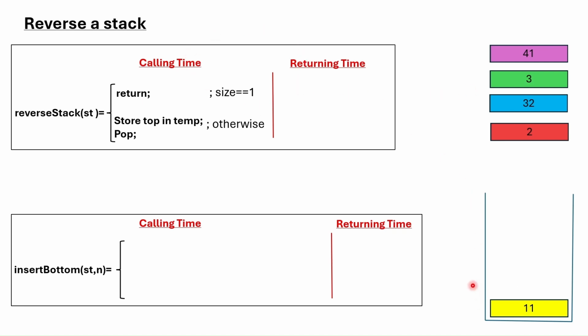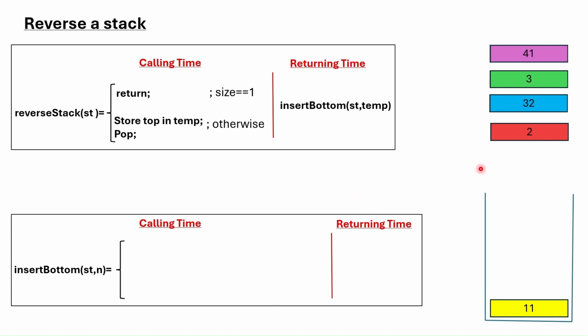So now look. Once we return, we will push this 2 onto the stack. But while pushing this 2, we will push it at the bottom of the stack. To push this number at the bottom, we will pass it to the insert bottom function. This insert bottom function will put this 2 at the bottom of the stack. So at return time, we call this insert bottom function, passing the temporary variable to it. So let's now look at how this insert bottom function works.